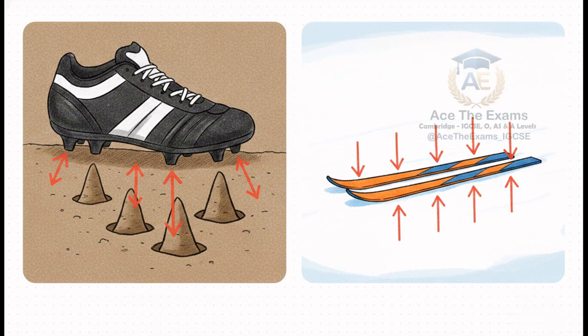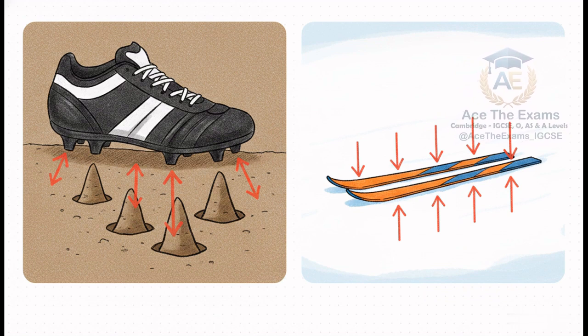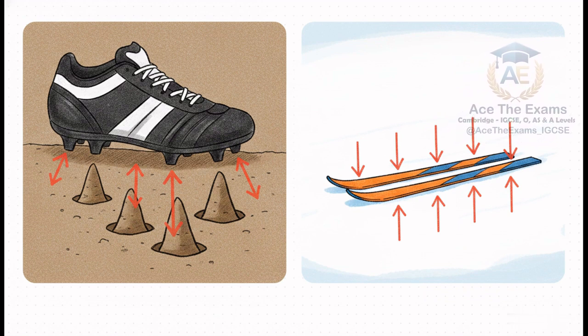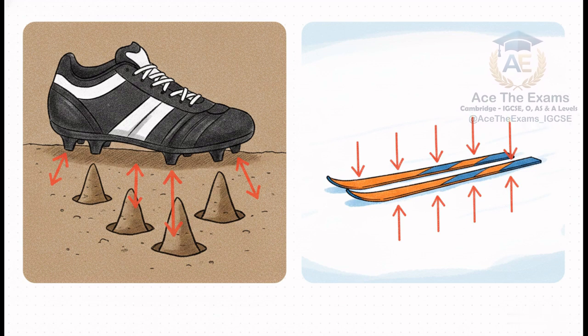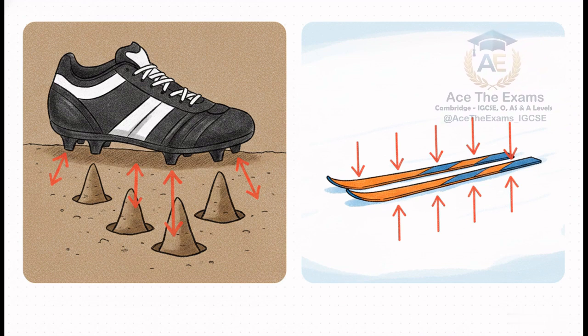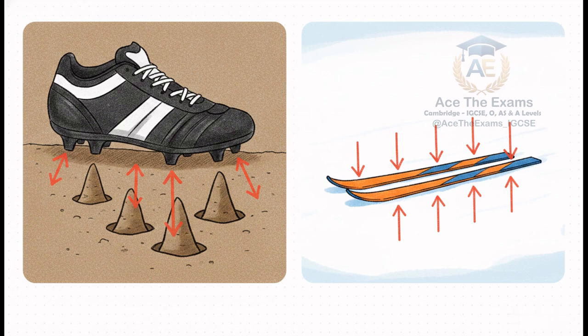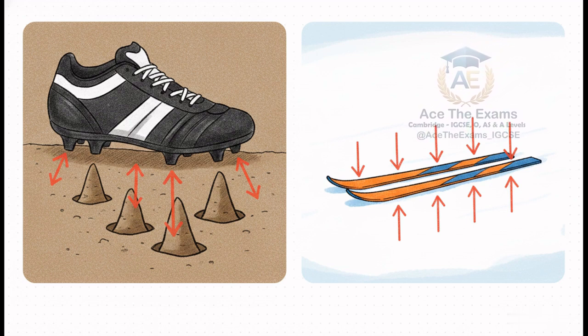A football player's entire downward weight is concentrated onto the tiny area of just a few studs. Because area A is extremely small, the resulting pressure P is high enough to sink into the dirt for extra grip. Conversely, snow skis take that exact same weight and spread it over a massively larger surface area. By drastically increasing the area, you dramatically lower the pressure exerted on the snow, preventing the skier from sinking. Changing the area completely changes the physical result, even when the force remains exactly the same.